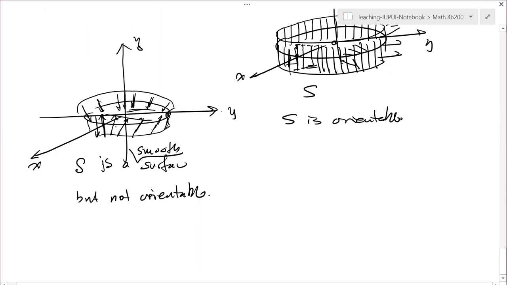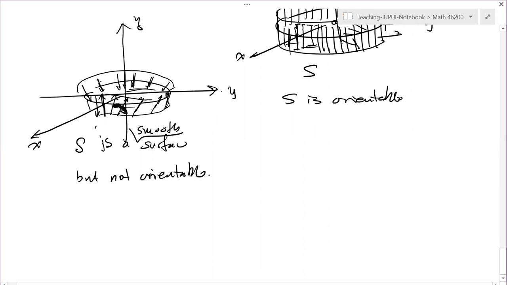If you walk around the circle on this side and come back, you're already inside. You're not outside. So you actually went to the back side. If you begin here and you walk around and come back to the same starting point, actually you are on the other side. So this is not orientable. Okay, and this is a good example of a non-orientable surface. So not every surface can be orientable. The Mobius Pen is a famous example.